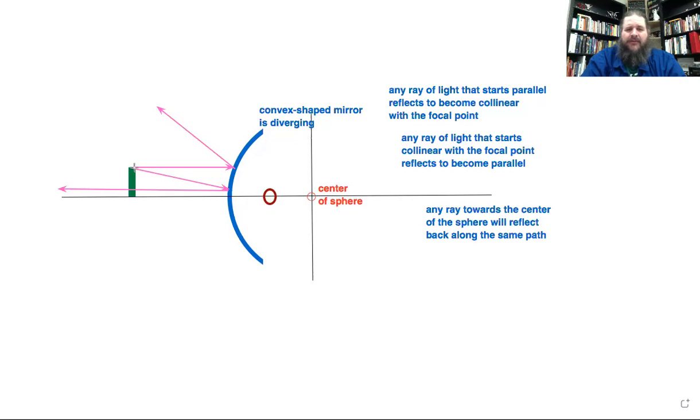Specifically for the third ray, if we've got a ray that's towards the center of the sphere, not the focal point, but the center. But of course, that's also never going to get there. It's going to hit the mirror first. So a ray from the object towards the center of the sphere is going to hit the surface and bounce off in what sort of way? Directly back the way it came. Yeah, straight back exactly the way it came from.